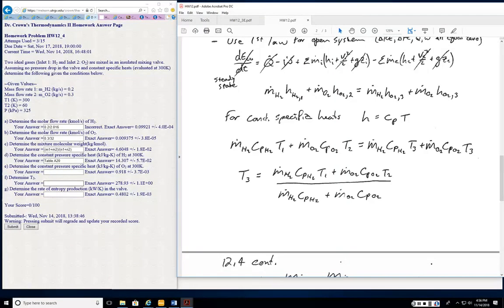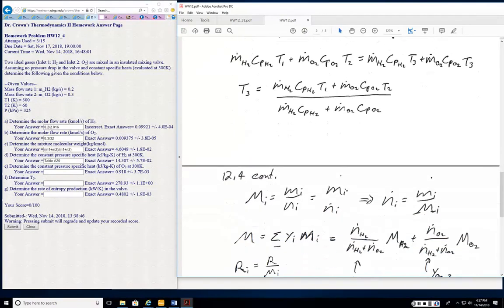H2. So I end up with T3 in both these terms, so I can factor out T3 and then divide by this plus this term, which is the denominator here, and I end up then with one equation, one unknown, solve for T3. So first law, basically.